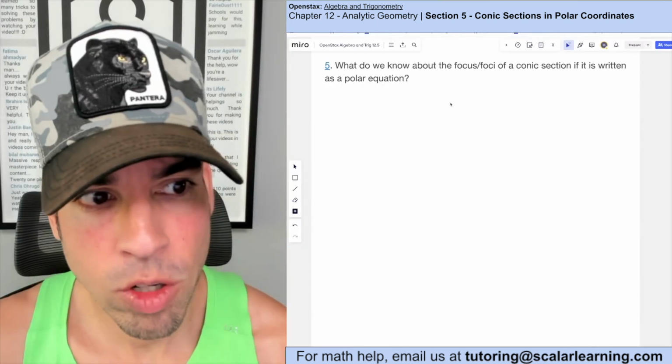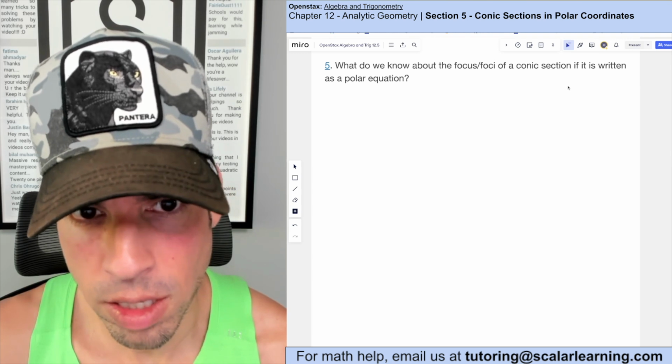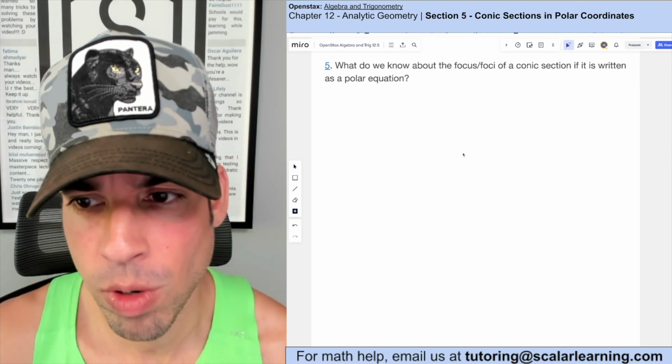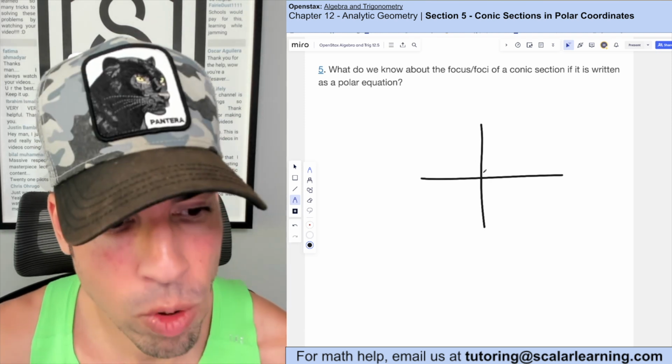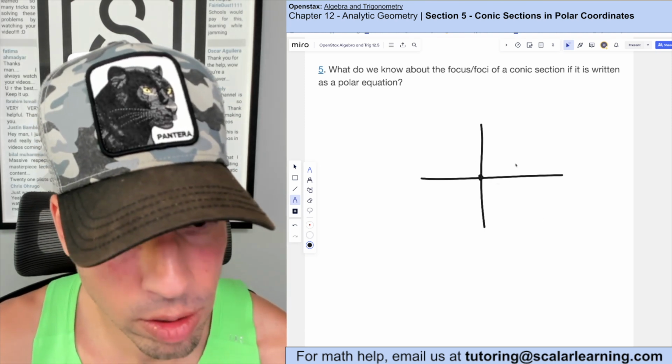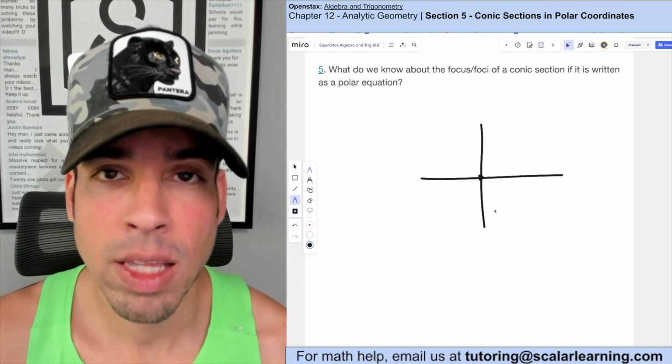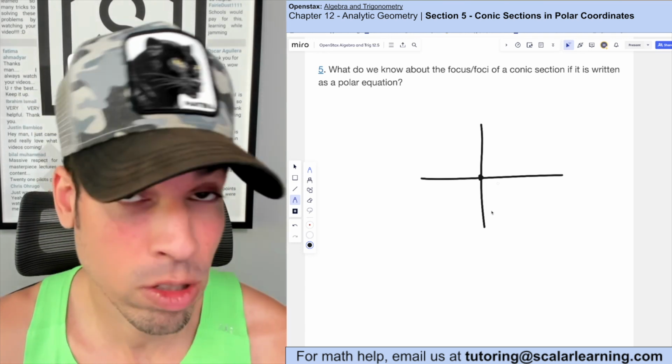Done. What do we know about the focus or foci of a conic section if it is written as a polar equation? So what's going to happen is that one of the foci, or the focus, is going to be right here at the origin. So depending on whatever it is, that's going to be the case once we do the conversion. So that's how you do it.